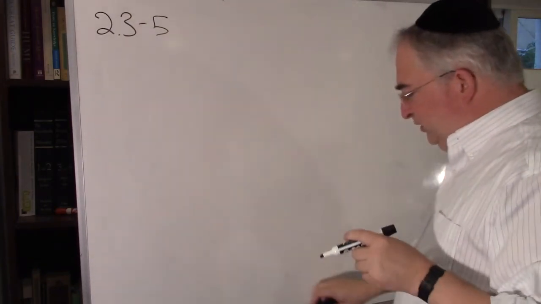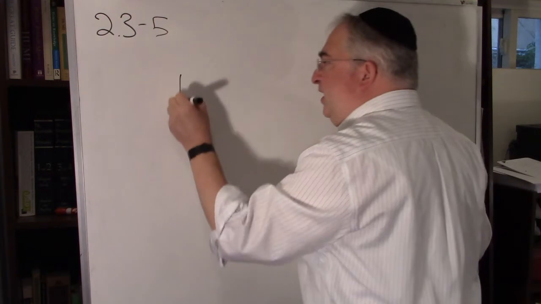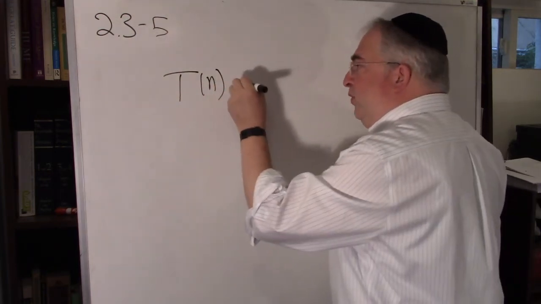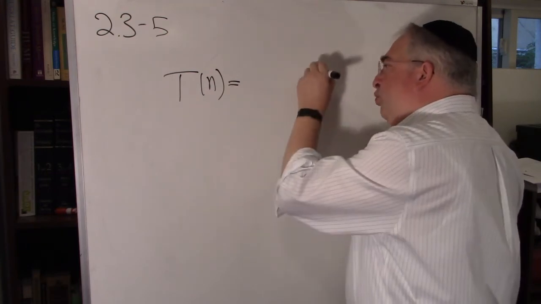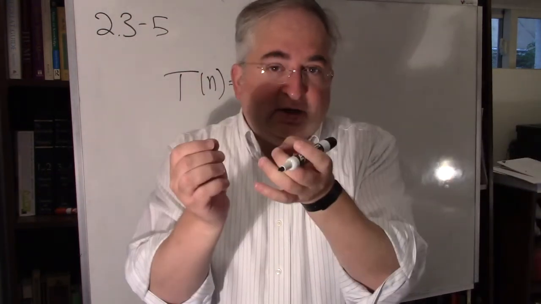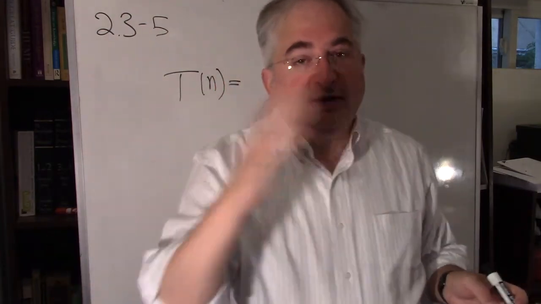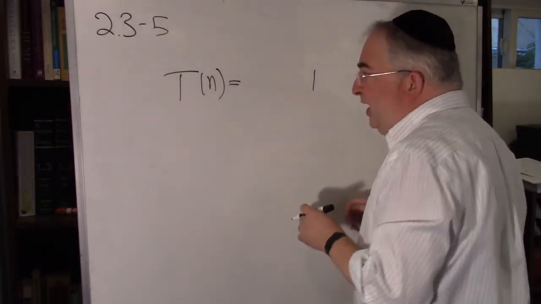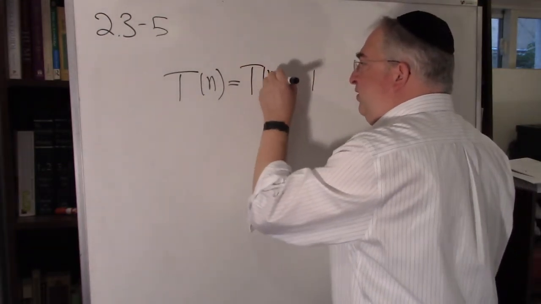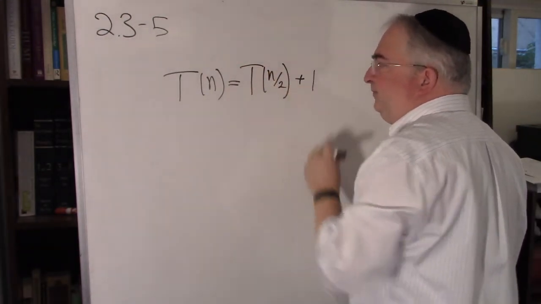Okay, how much work is done? And the answer is as follows. If you have n elements, then what do you do? Well, you do one operation: check halfway through, and see whether it is on this side or that side. So you do one operation, and then what are you left with? You're left with n over 2 elements.